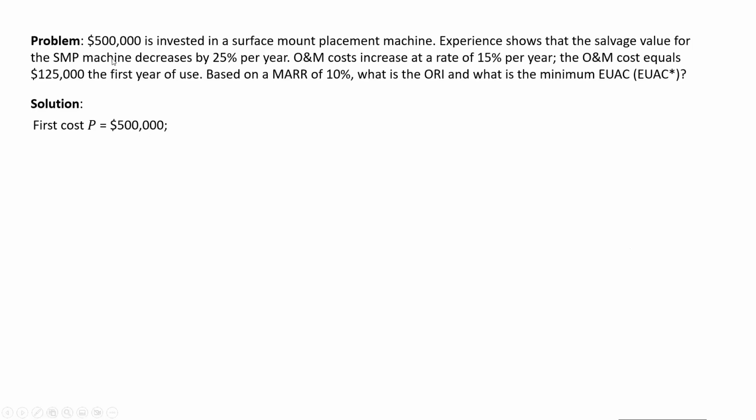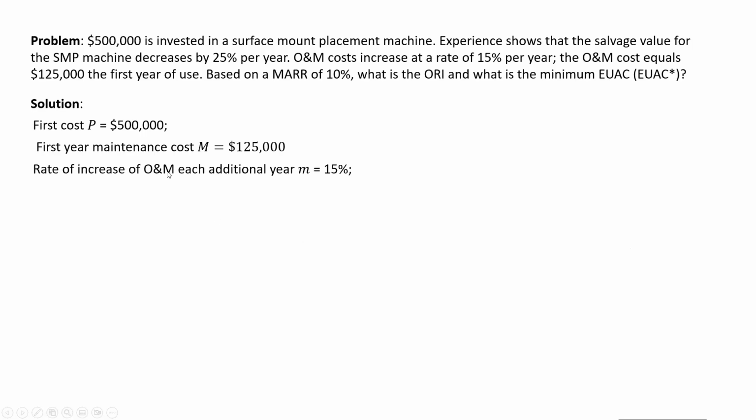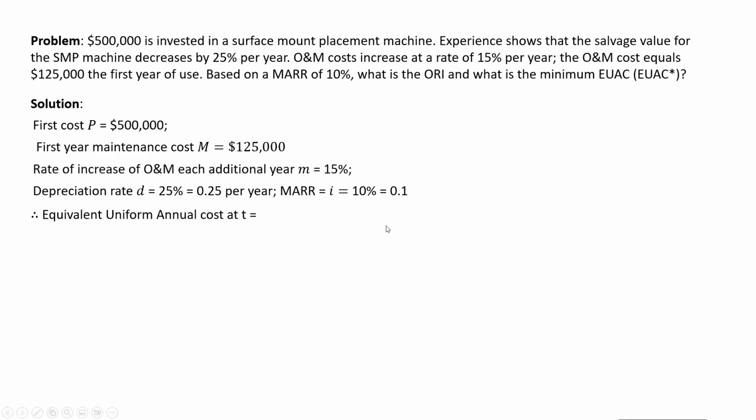First cost is P, which is 500,000. First year maintenance cost, which is our uppercase M, is $125,000. Rate of increase of O&M each additional year is 15%, right? O&M cost increase. So that is our lowercase m. Depreciation rate, D, is 25% or 0.25 per year. Minimum attractive rate of return, I, is 10% or 0.1.